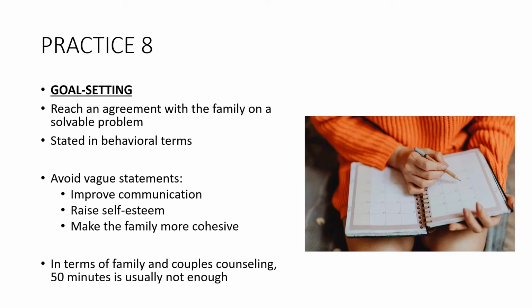And then there's goal setting, which is reaching an agreement with the family on a solvable problem. And you want to state it in behavioral terms, which basically means things that you can actually see and do, right? So you want to avoid vague statements. Vague means unclear, okay? These are some examples of that. Improve communication. That really means nothing.